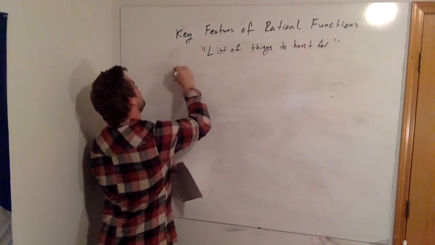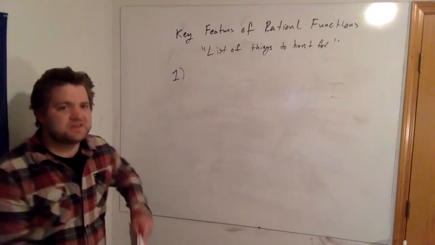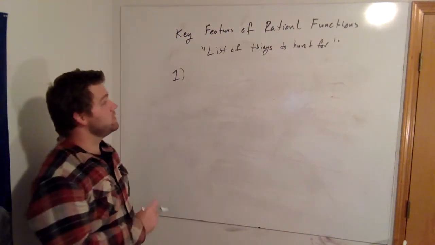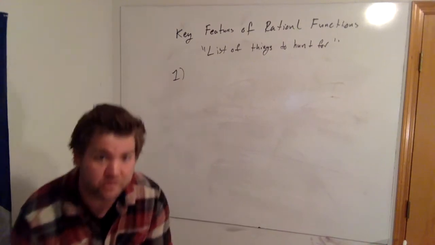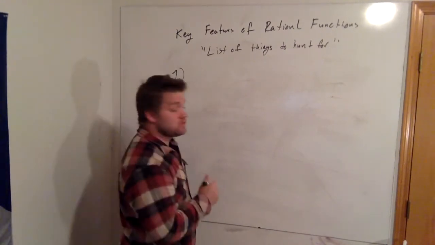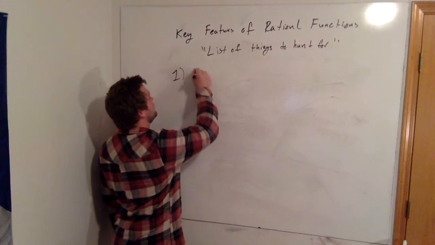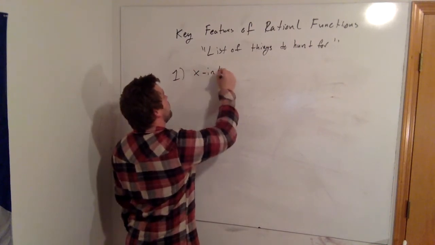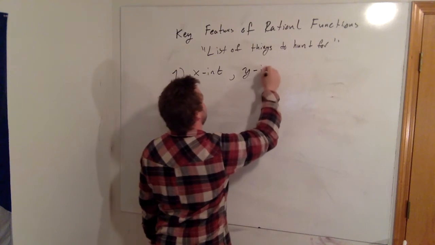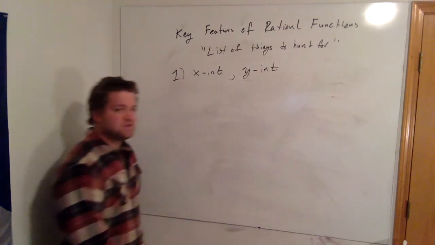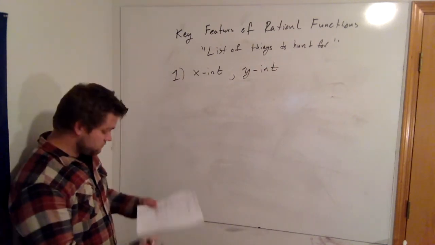So the first thing we're always going to look for, and these are things you typically want to look for, not just for rational functions or polynomials, but any type of function that you're graphing, are the x and y intercepts. We want to look for the x-intercepts. Where does the graph cross the x-axis? And we also want to look for the y-intercepts. Those are the first two things we're always going to want to look for.